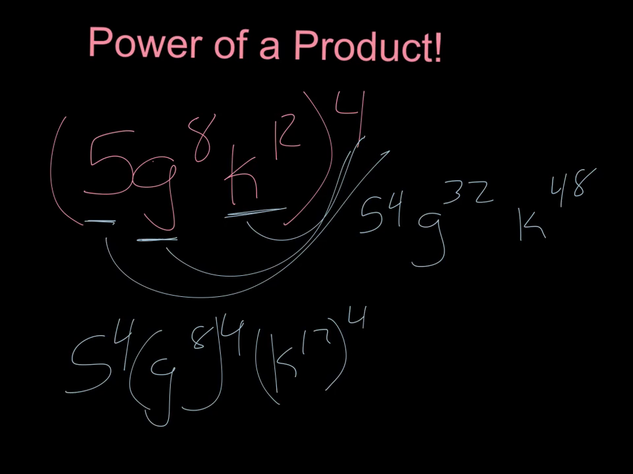So when I take a power of a product, I'm taking everything inside of those products, so the 5, the g to the 8th, and the k to the 12th, right here, here, and here, and taking all of those to that fourth power. So every product that's connected is taken to the fourth because that 4 is outside of those parentheses. It means anything in there is being taken to the fourth power. So my final answer for that one would be 5 to the fourth, g to the 32nd, k to the 48th.